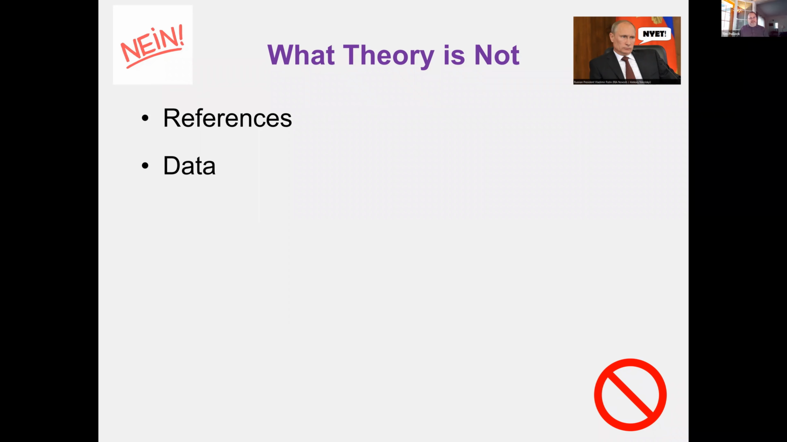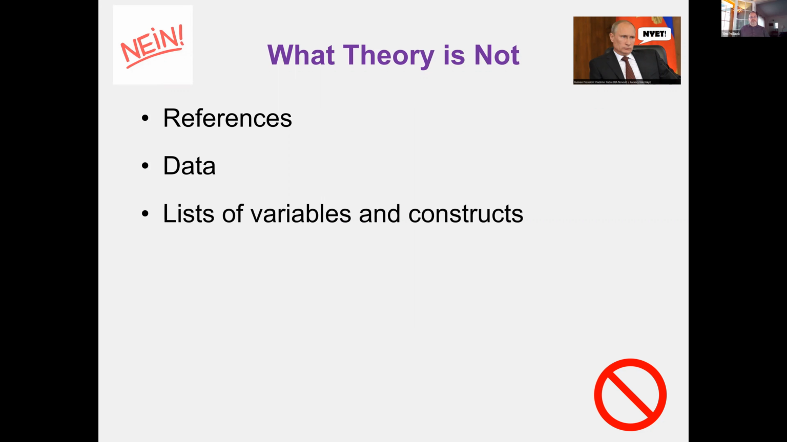Theory also is not data. Data is important for corroborating and testing theory, but data does not represent theory itself. It's how we assess and evaluate and test our theories and see what's right, what is supported, what's not supported, and what new or interesting surprise findings we have that allow us to develop or evolve our theory.